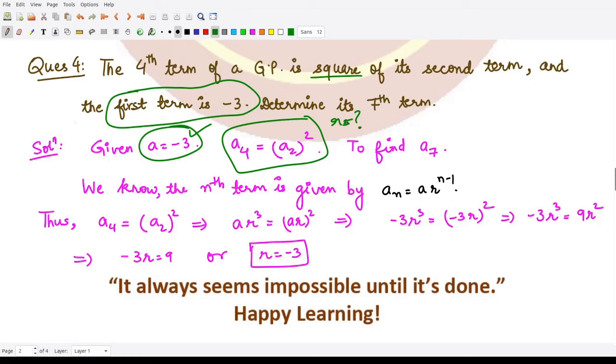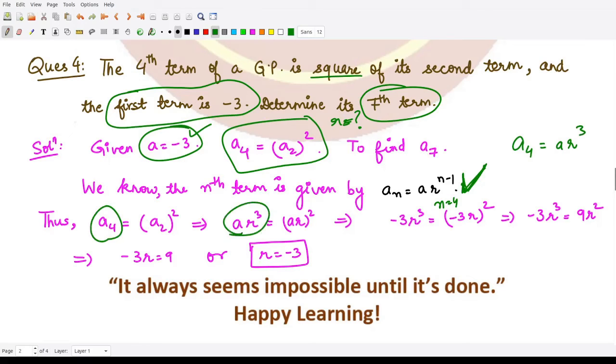Once we know the value of r, we can very easily determine our 7th term. We now know the nth term is given by a n is equal to a into r raised to power n minus 1, right? This term. Now when you substitute for a4, you have to substitute n is equal to 4 here. So a4 would be a into r raised to power 4 minus 1, which is 3, right? So you can write a4 as ar cube.